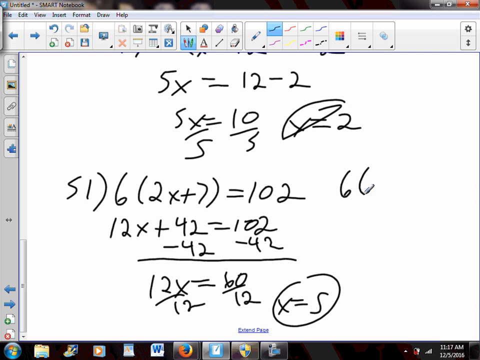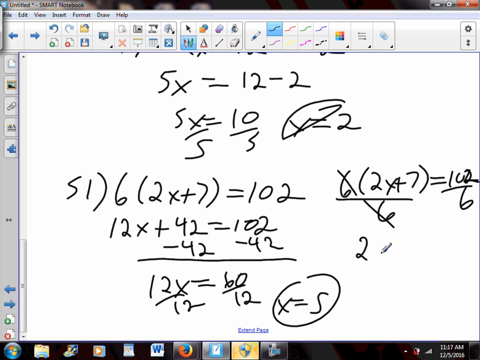If I take the same problem, I know this is 102. All right, I know 102 is divisible by 6. If I go ahead and divide both sides by 6, 6 goes into 102 a whole number of times. It's going to be 17. So once I do that, these 6's cancel. This becomes 2x plus 7 equals 17.